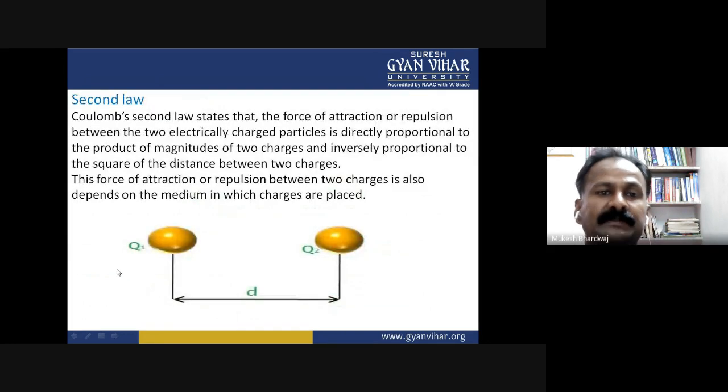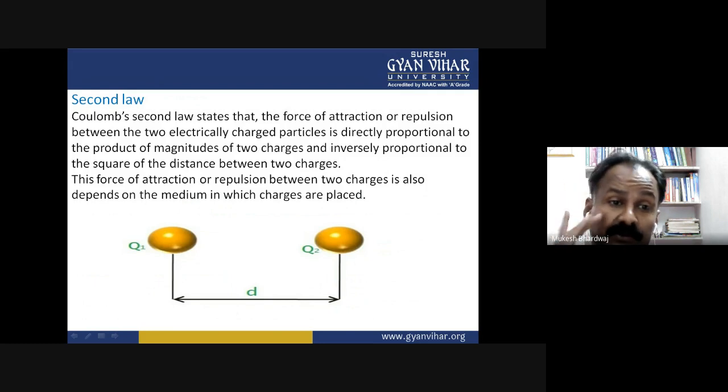Second law: Coulomb's second law states that the force of attraction or repulsion between two electrically charged particles is directly proportional to the product of the magnitudes of the two charges and inversely proportional to the square of the distance between the two charges. This force of attraction or repulsion between two charges also depends on the medium in which the charges are placed.